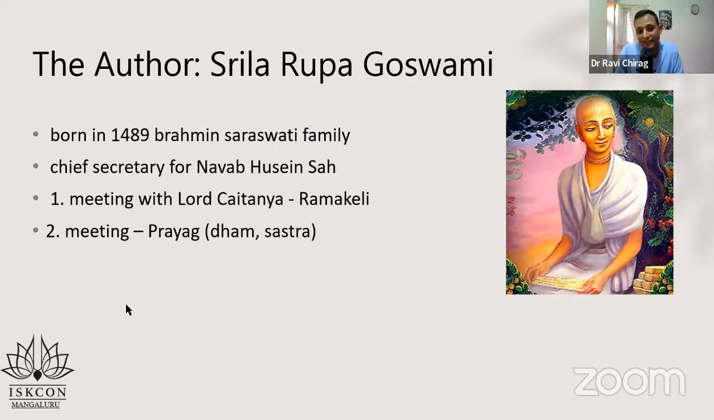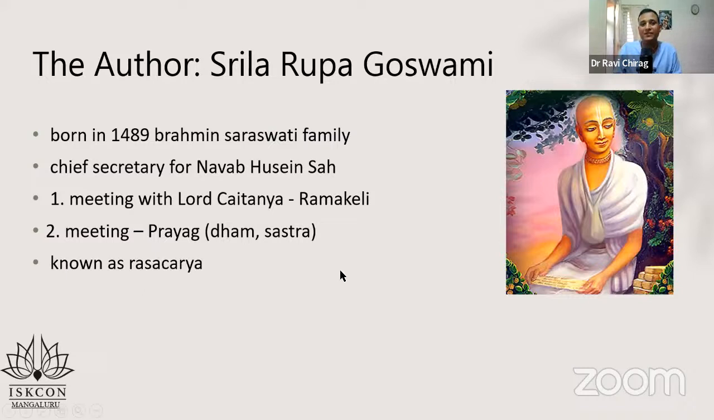Okay. So he met Lord Chaitanya the first time in Ramakeli. Then he met him again in Prayagraj. When he met him in Prayagraj, he was given instructions. And based on that instruction, Sri Rupa Goswami wrote many Shastras, like Nectar of Instruction, Nectar of Devotion, and more. So he is known as Rasacharya.